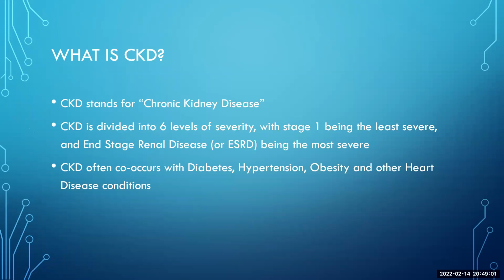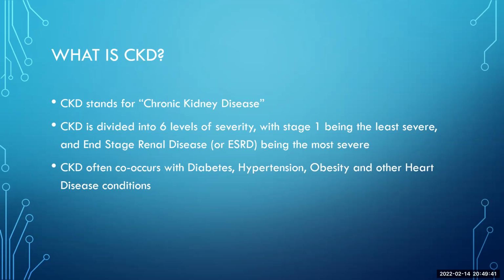CKD stands for chronic kidney disease. This is a very serious condition that is divided into 6 levels of severity. It starts with stage 1, that's the least severe, and it goes all the way up to end stage renal disease, which is most commonly called ESRD, and that is the most severe. It often co-occurs with diabetes and hypertension. You can also see it in patients just with obesity or other heart disease conditions. But it is definitely most common in hypertension and diabetes.